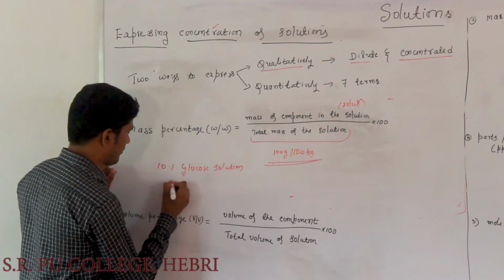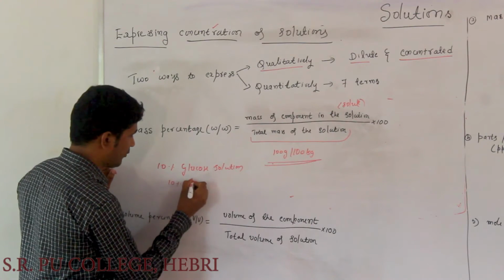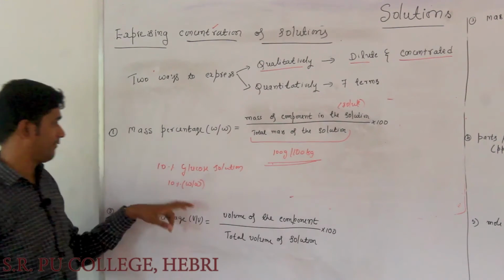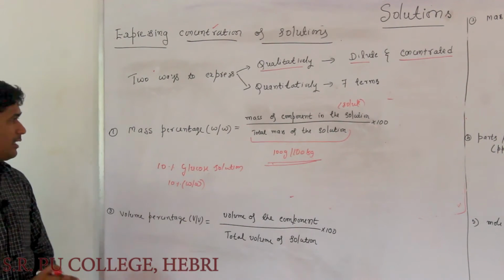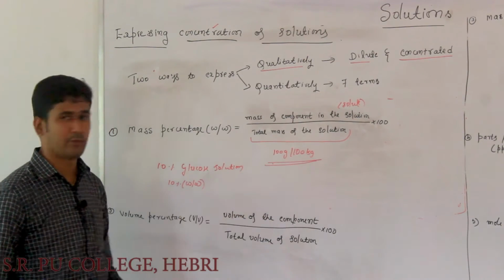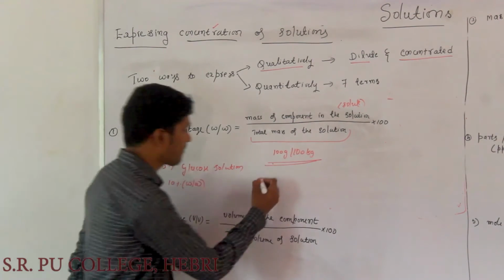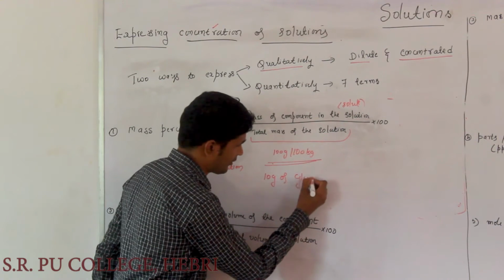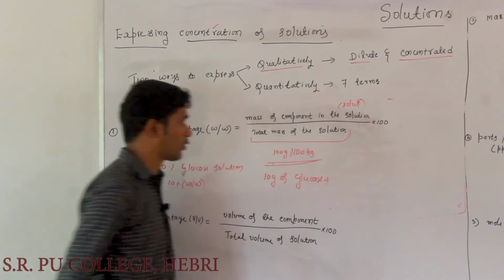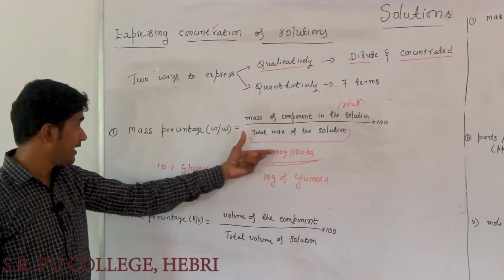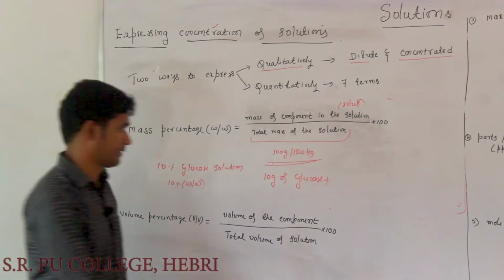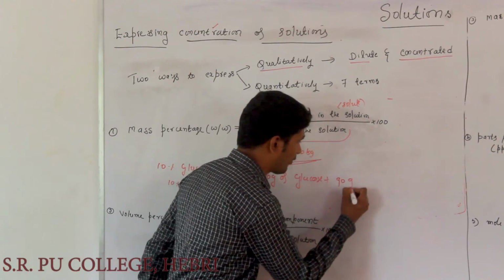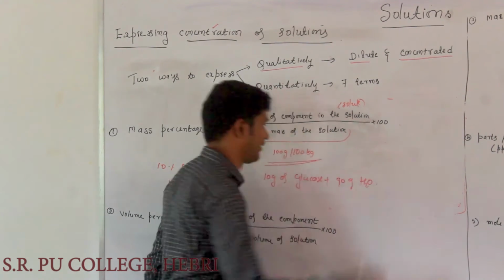10% weight by weight, W by W, glucose solution. How do you prepare it? It's very simple. What we have to do? We have to dissolve 10 gram of glucose in 90 gram of solvent, or in water, 90 gram of H2O or in any solvent.